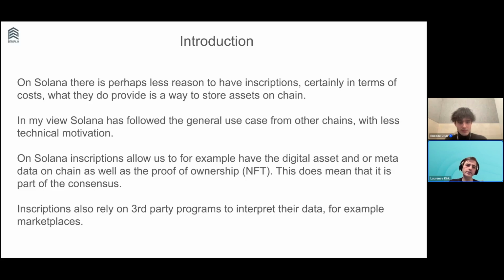And as I say here, we are relying on third-party programs to help with the data of Inscriptions. It's not just the case that everything is going to be happening on chain. There are these third-party programs, as we shall see, that are taking this data and providing marketplaces, etc.